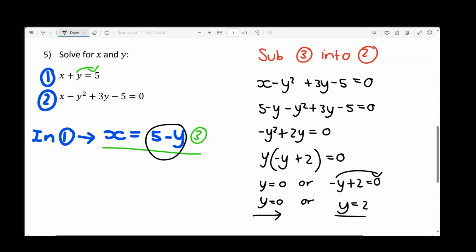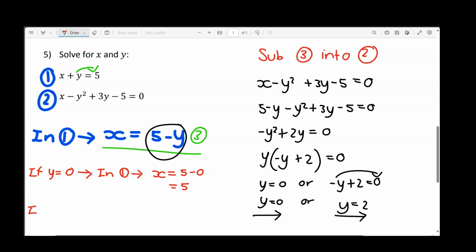We have got our y values. Now let's get a different color. We're going to go solve for x. So if y is equal to 0, then that means in equation 1, we have x is equal to, sorry, x is equal to 5 minus y. So 5 minus 0, so x would be equal to 5. Okay, so that's one of the options.